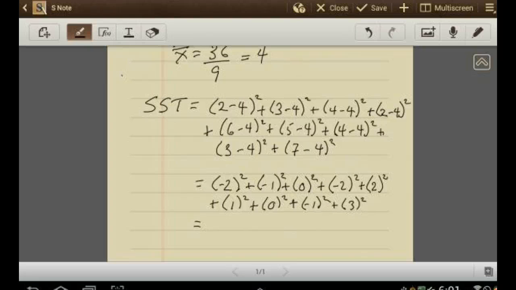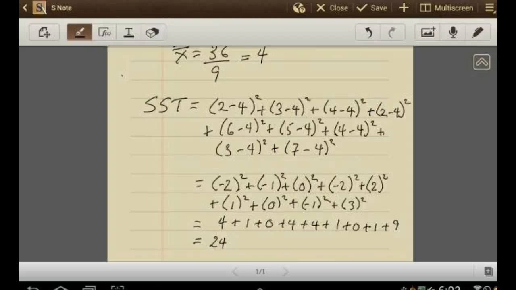So we're going to get 4 plus 1 plus 0 plus 4 plus 4 plus 1 plus 0 plus 1 plus 9. Add them all up and we get 4 and 1 is 5, and 8 and 1, 9. So 9 and 5 is 14, 15 and 9 is 24. So the sum of squares total is 24, and that's the first part of the problem. SST, the sum of squares total.